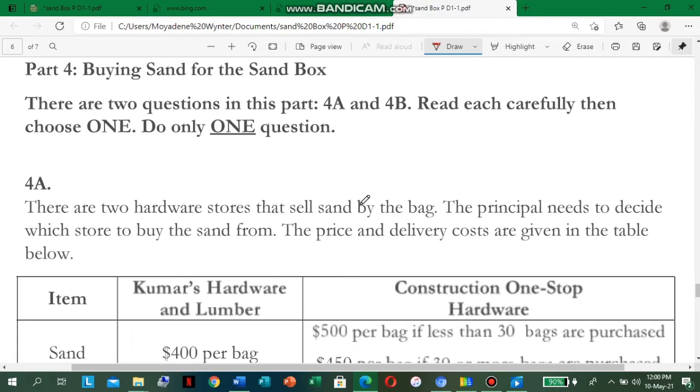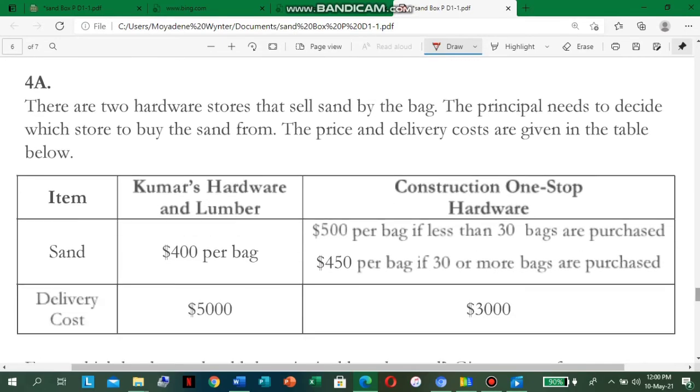The principal needs to decide which store to buy the sand from. The price and delivery costs are given in the table below. All right, so we have the item. We have Kumar's Hardware and Lumber, and Construction One Stop Hardware. And the item is the sand. That's what we're buying.